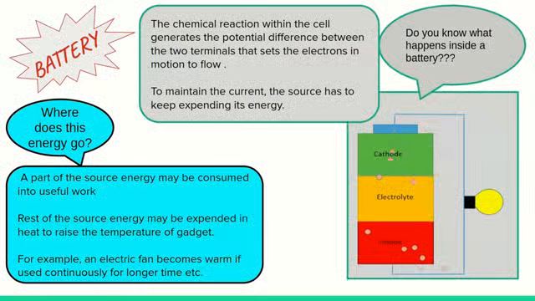So this energy that comes out of the source is being used somewhere. What is it used for? A part of this energy that comes out of the source is used for its purpose. That is, if it is used in a circuit, it is used to make the electrons flow through the circuit. Whereas some of its energy, only a fraction of energy, is being used to heat the gadget.